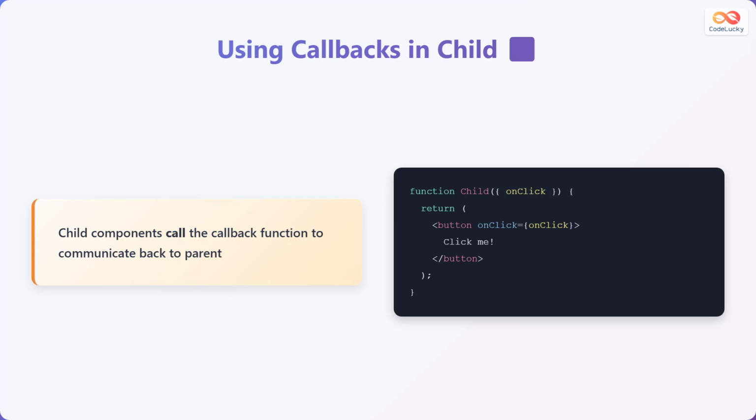Child components call the callback function to communicate back to the parent. Let's see an example. Here's how a child component uses the callback function passed down from its parent. The child component receives the onClick prop, which is a function passed down from the parent. It then attaches this function to the onClick event of a button. When the button is clicked, the onClick function, which is defined in the parent component, is executed.